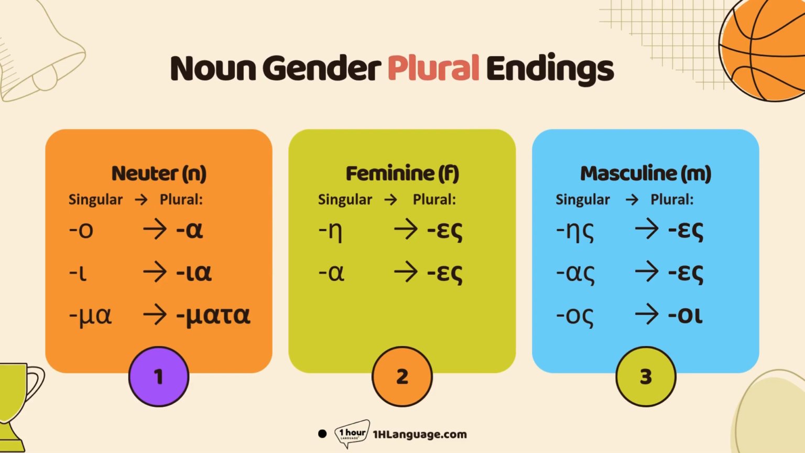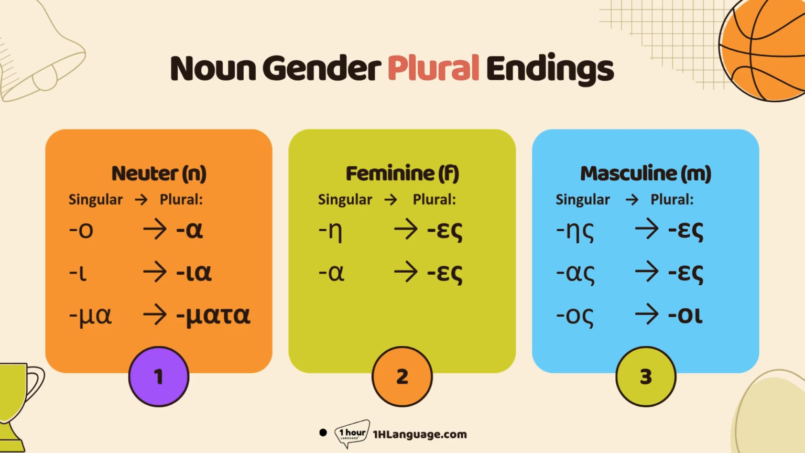Now you have had an introduction to the singular noun ending of genders. Here's the brief lesson on how to make singular Greek nouns plural. Let's take a look at the endings of neuter nouns. So when the word ends in o, you change the o to an a. When the word ends in i, you add an a. When the word ends in ma, you add a ta.